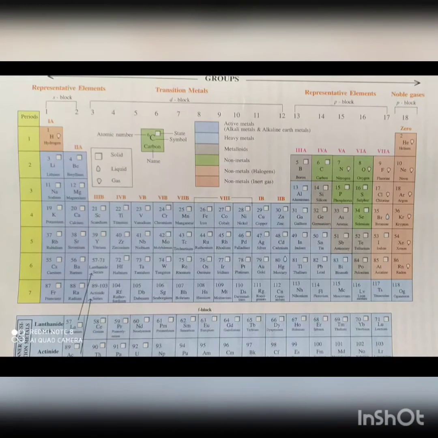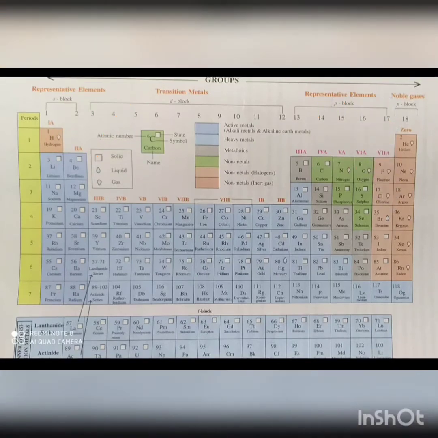So first, we will study about the representative elements, S and P block elements. These elements have their outermost orbit incomplete. They include elements of group 1, 2, 13, 14, 15, 16, and 17. Group 1 elements are also called alkali metals. They form strong alkalis with water except hydrogen. Group 2 is called the alkaline earth metals. They form weaker alkalis compared to first A group elements. Group 13 is called the boron family. Boron is the first member of the group.